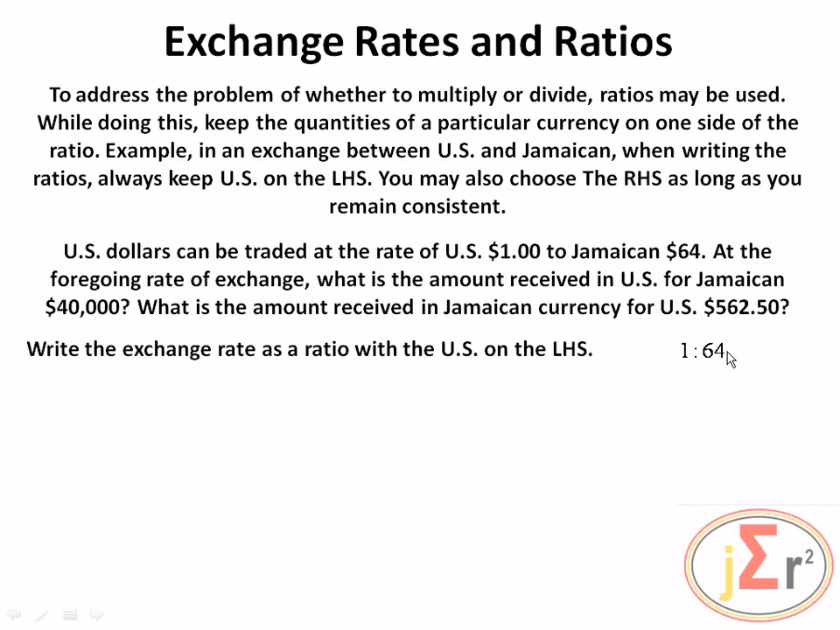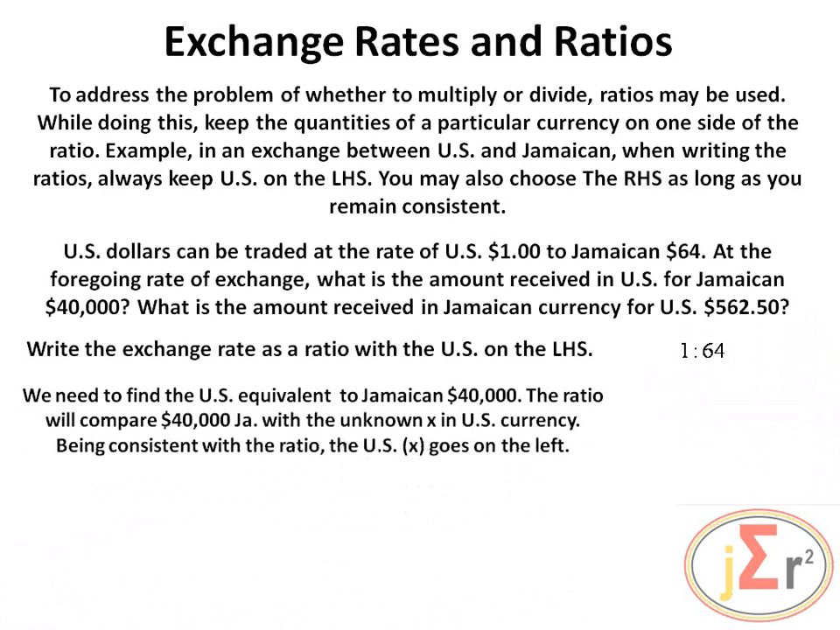The first question is, what is the amount received in US? So the amount that we do not know is in US, and the Jamaican is 40,000. So we're going to put the US on the left-hand side, where it's always, which is the unknown x, and then the 40,000 Jamaican is on the right.